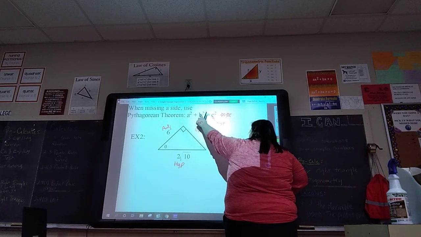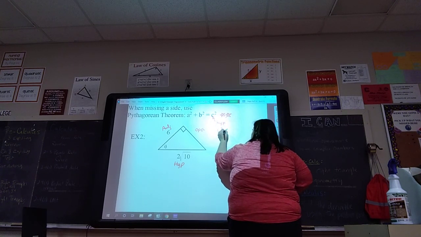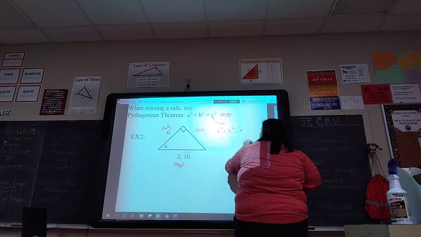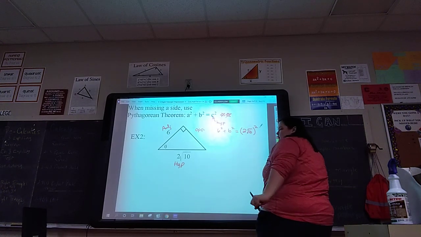So what I'm missing is the opposite, so I'm going to label that as B. So I have 6 squared plus B squared, leave that blank, equals 2 square root of 10, square that whole thing.